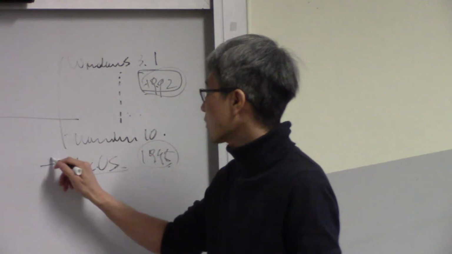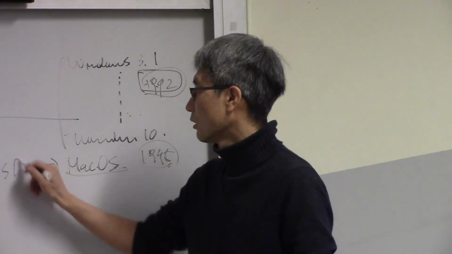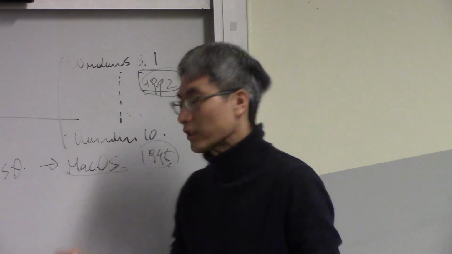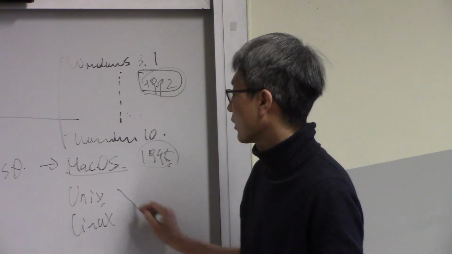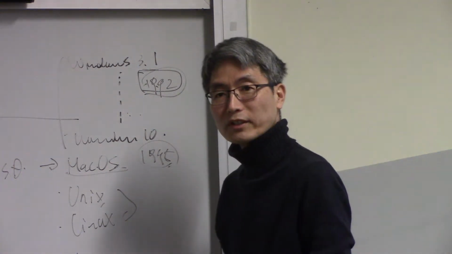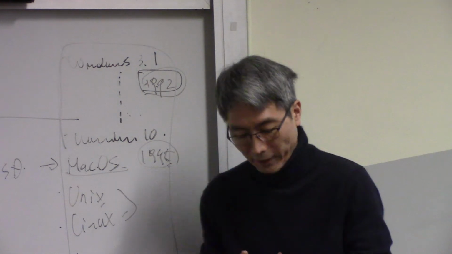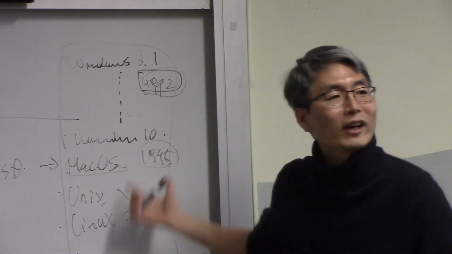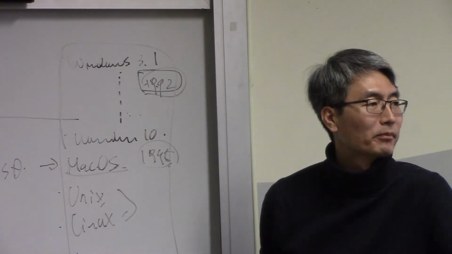But this is also based on BSD, the Unix. So we have Unix and Linux. We will see the difference more later. And there are many other operating systems. Okay, so these are the operating systems. Then, why do you need an operating system?